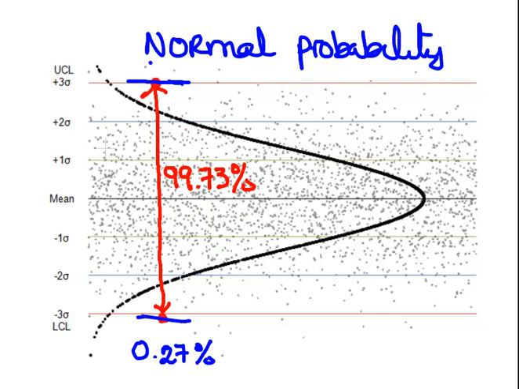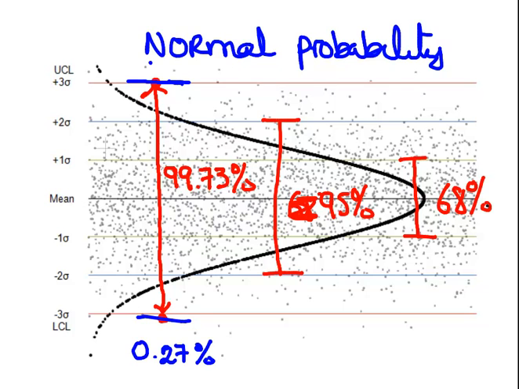Likewise, within 2 standard deviations, approximately 95%, and within 1 standard deviation, that should account for 68% of the observations. So that's why those lines are there, and that's quite important to remember for how to interpret these charts, what they call the Nelson rules.